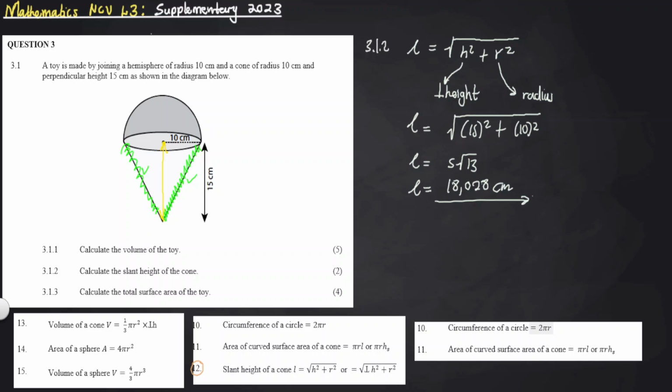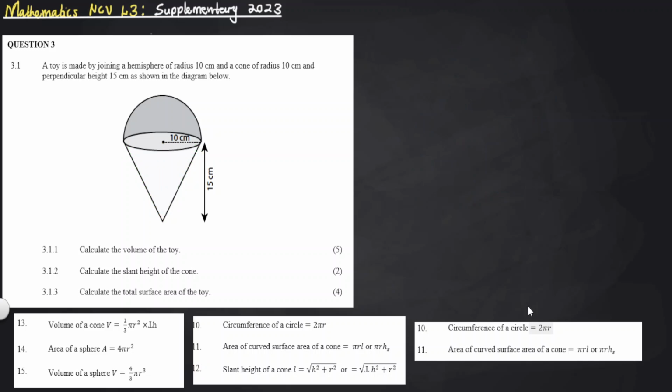3.1.3. Let me check something. Is the calculator gone? Yes. All right, 3.1.3, they want us to calculate the total surface area of the toy. Let's create another slide. 3.1.3. Calculate the total surface area.